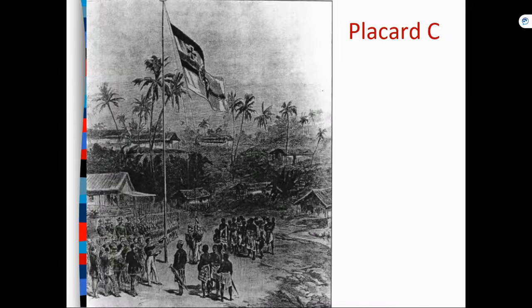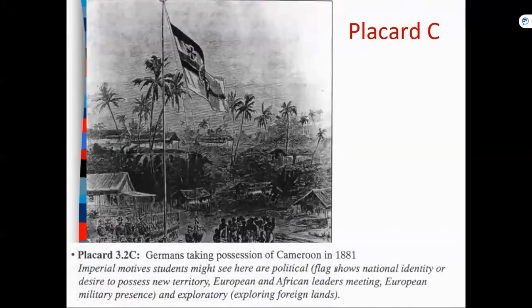Placard C. Germans taking possession of Cameroon in 1881. Imperial motives students might see here are political. The flag shows national identity or a desire to possess new territory. European and African leaders meeting. European military presence. And exploratory, exploring foreign lands.